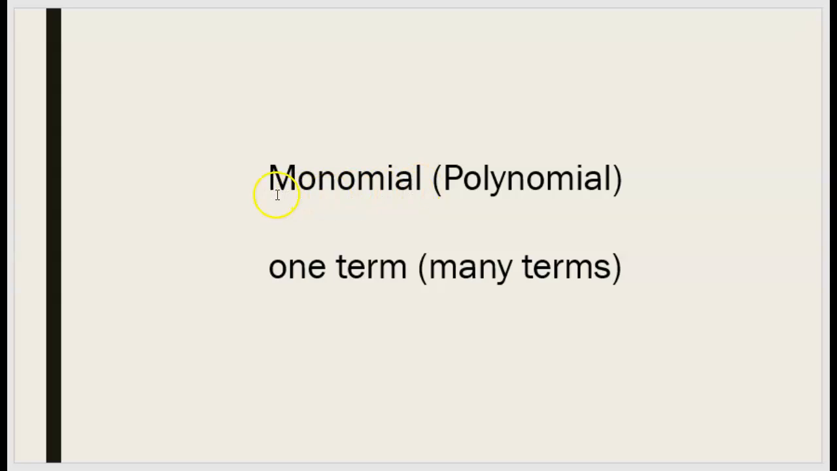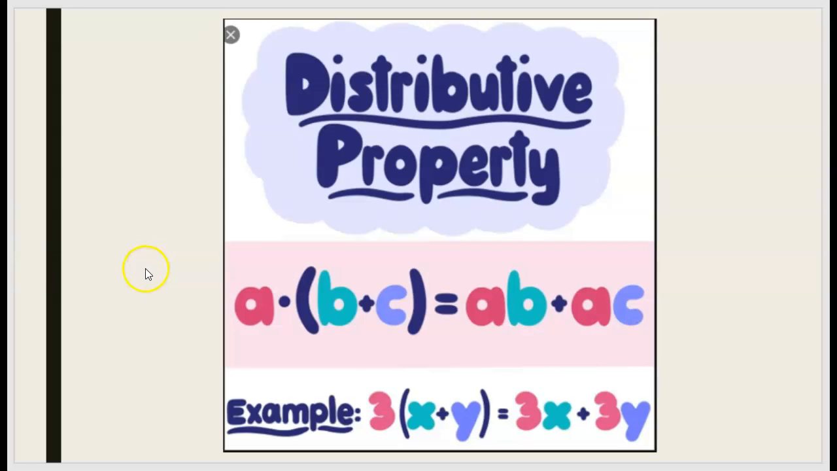A monomial, of course, is a single term. We are going to be multiplying by a polynomial, and of course, poly means many, right? So we're talking about many terms. So this is a single term being multiplied by a polynomial of many terms. All right, here is what we are going to use.